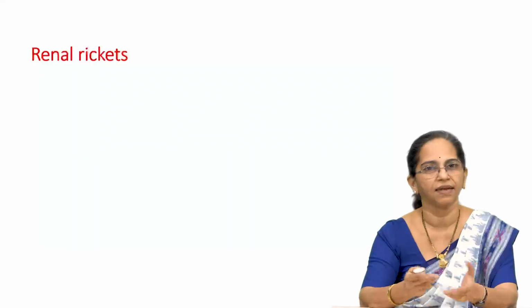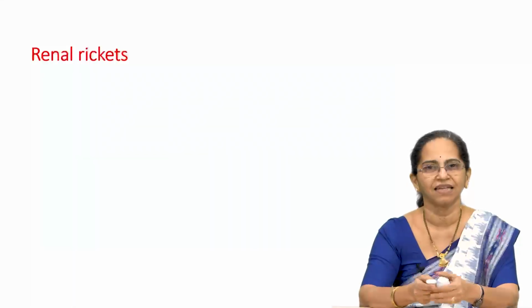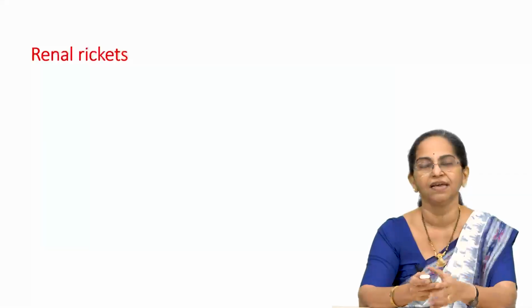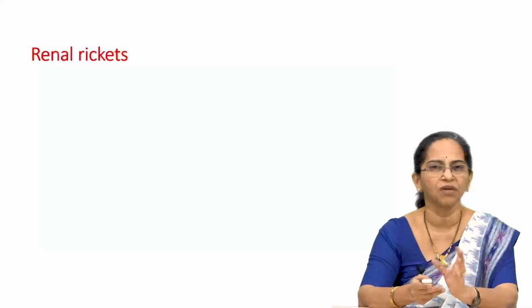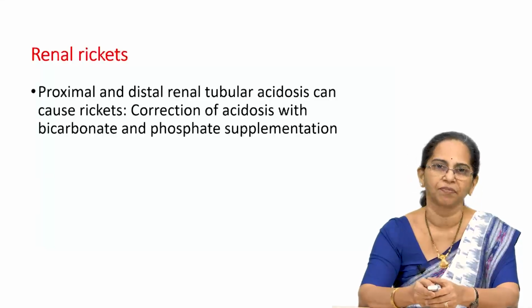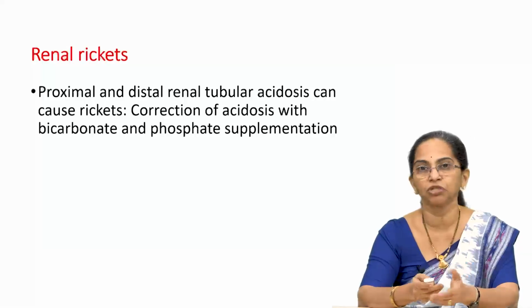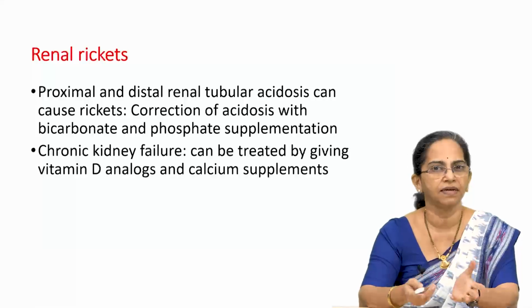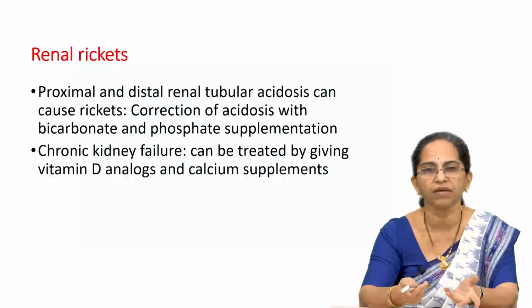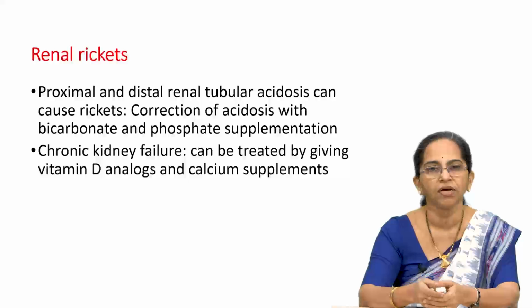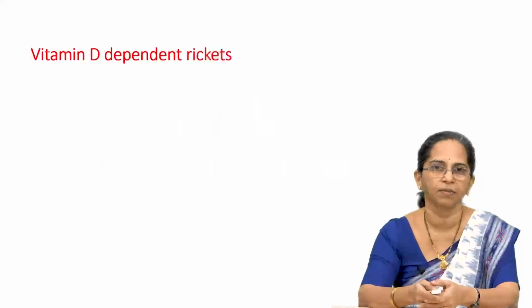The second one, the name itself tells you, renal rickets. Just a while ago in the previous slides, we have seen the role of the kidney in calcitriol synthesis. So, if something goes wrong with the kidneys, then definitely rickets can develop. If there are conditions like renal tubular acidosis, there can be rickets, and in chronic kidney failure, the kidney is damaged and not able to make calcitriol, so you will have to put such infants or children on vitamin D analogues and calcium supplements.